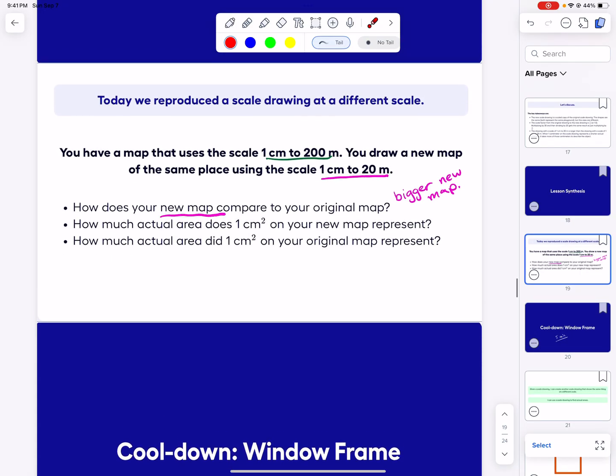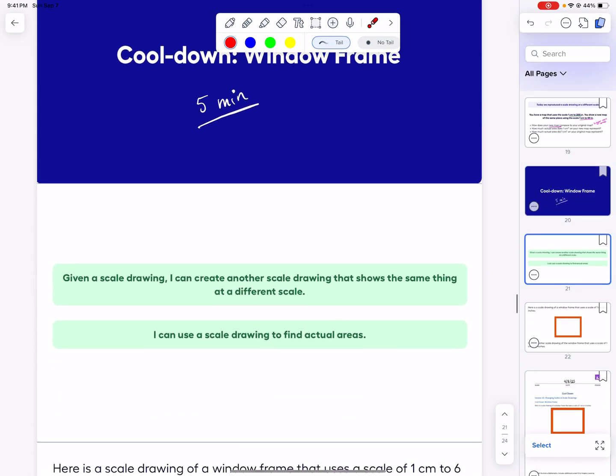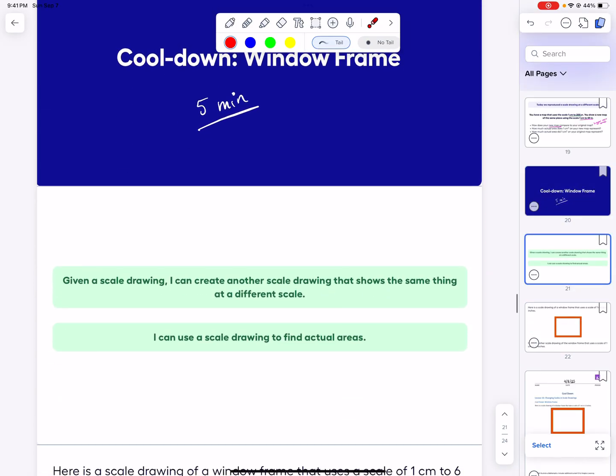Well, y'all, that's pretty much it. It's really cool to see that you can get given a scale drawing, you can now create a scale drawing that shows the same thing at a different scale. You can create another scale drawing that shows the same thing at a different scale. Yeah, and you can find actual areas. And they vary in size depending on the size of your scale.